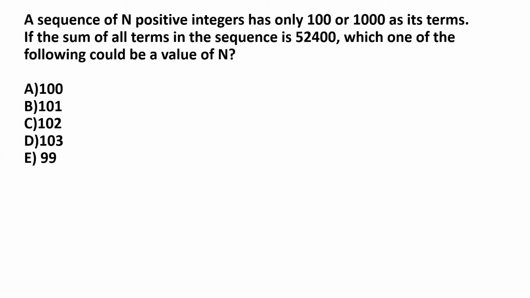A sequence of n positive integers has only 100 or 1000 as its terms. If the sum of all terms in the sequence is 52400, which one of the following could be a value of n?